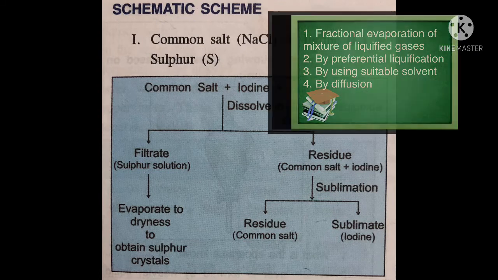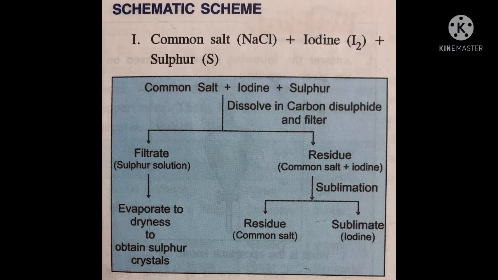Next we will see the different systematic schemes of separating mixtures. The first one is the mixture of common salt, iodine and sulfur, and we have to separate their components. Firstly we will add carbon disulfide in the given mixture. Then we will observe that sulfur is dissolved in carbon disulfide. So by using filtration we get sulfur solution as a filtrate and common salt and iodine as a residue.